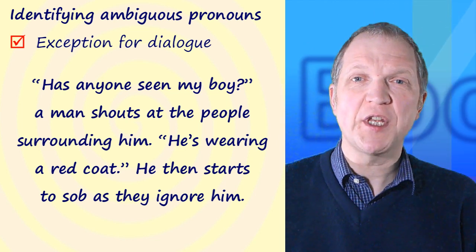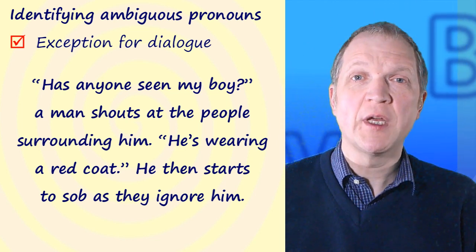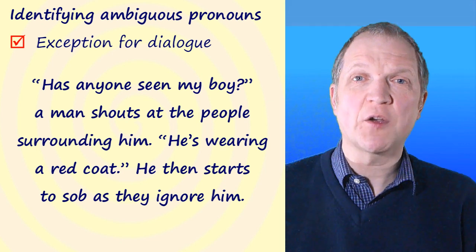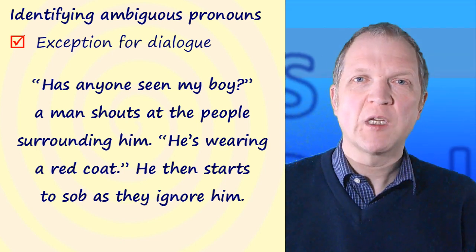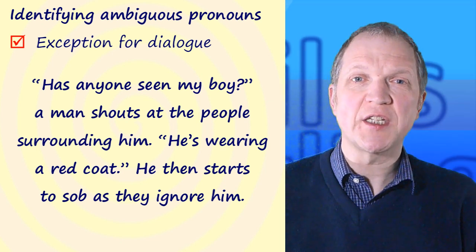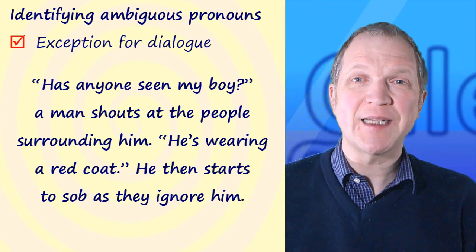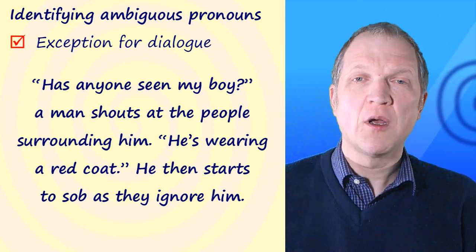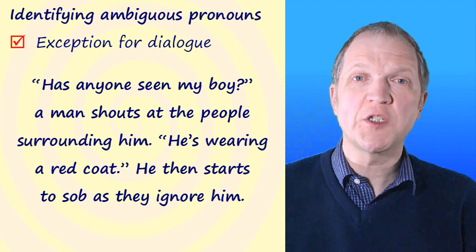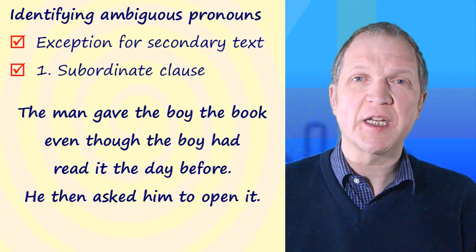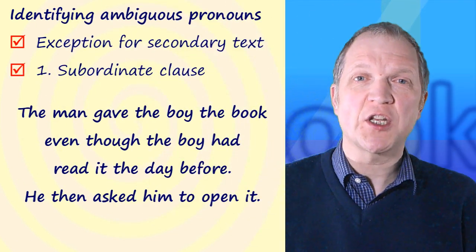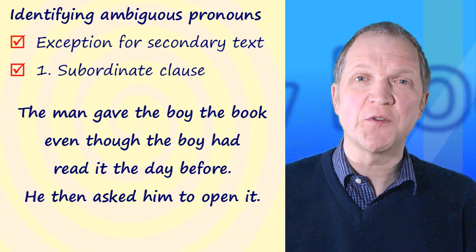Here, the he within the quotation marks refers to the boy, and the he and him outside the quotation marks refer to the man. The trick here is to treat the sentences as two separate texts and analyse each text on its own. One text contains all the words within the quotation marks, the other text contains all the words outside the quotation marks. The second exception is secondary text, such as clauses and bracketed sentences or phrases.